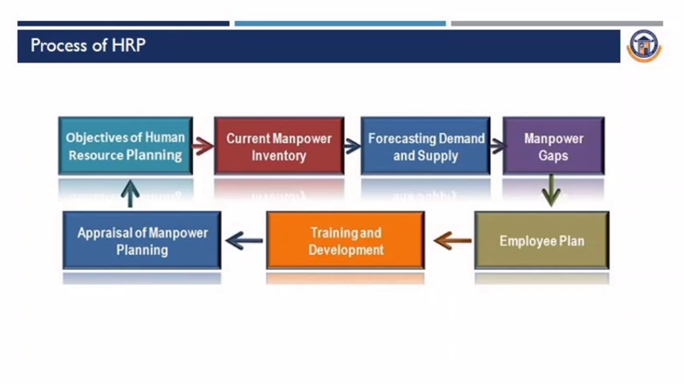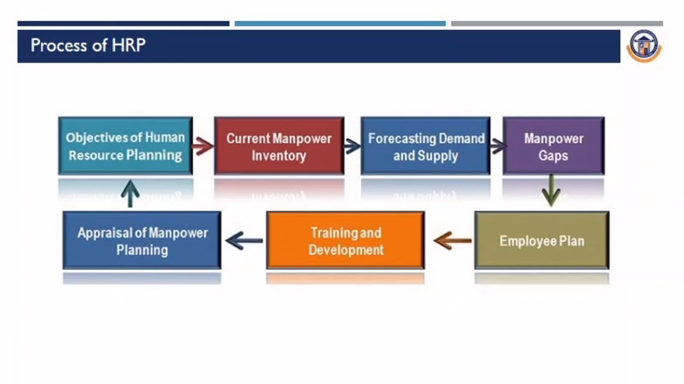So this is the process of HRP. HRP means human resource planning. First is the objectives of HRP. In the sense, what is our objective of HRP? We have to determine whether we are having sufficient manpower or not. That is an objective of HRP. Next is current manpower inventory. What is the current manpower that we have right now? That is called current manpower inventory.